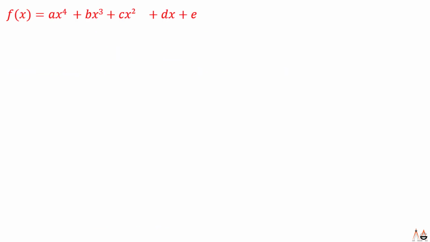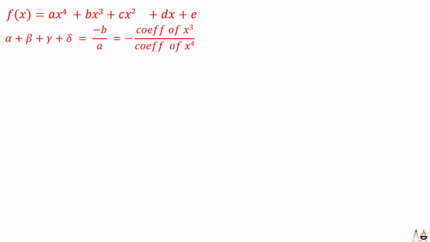Now let's look at a biquadratic polynomial, because the highest degree in this case is 4, and this is of the form f(x) = ax to the power 4 plus bx cubed plus cx squared plus dx plus e. Now in this case, the sum of the zeros, alpha plus beta plus gamma plus delta, because remember this is a 4th degree polynomial, so we can have at most 4 zeros or 4 roots.